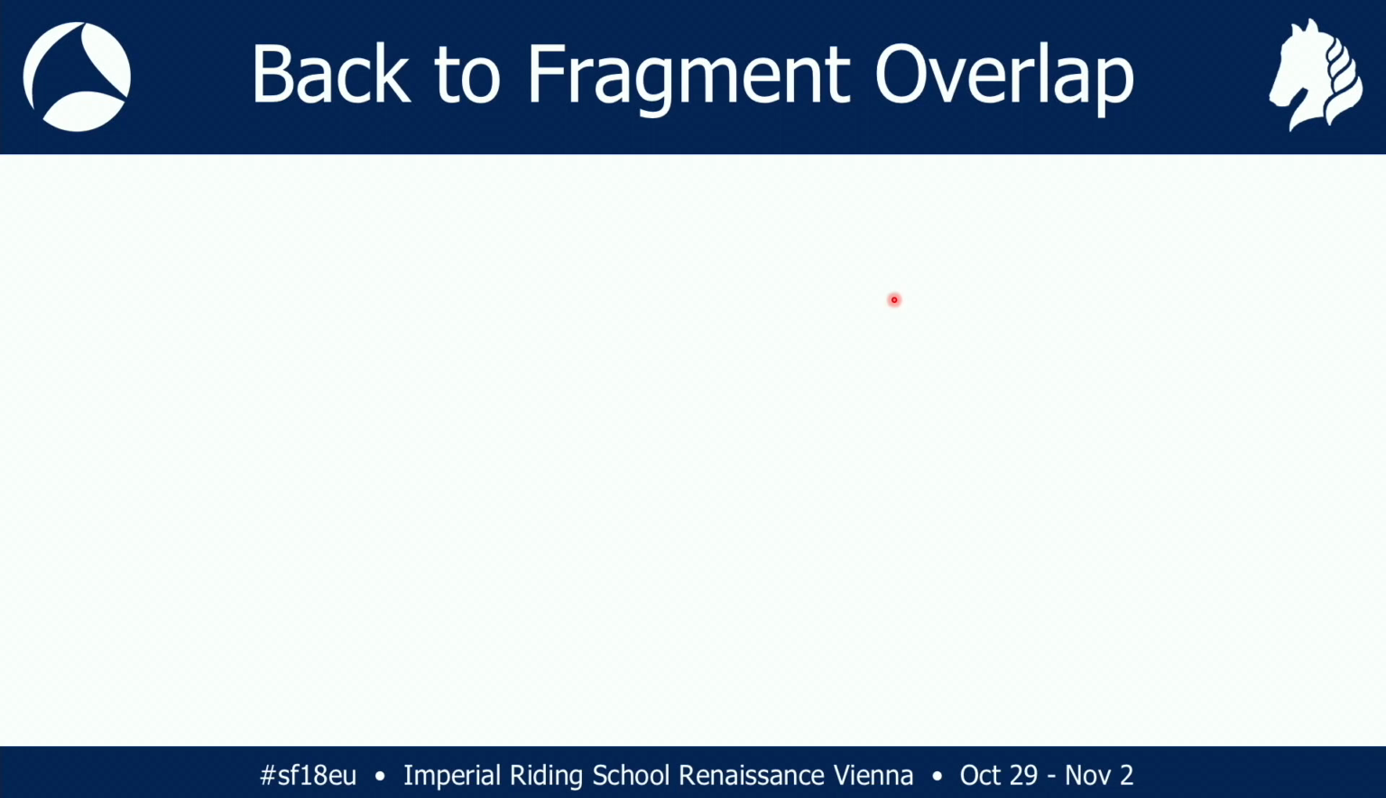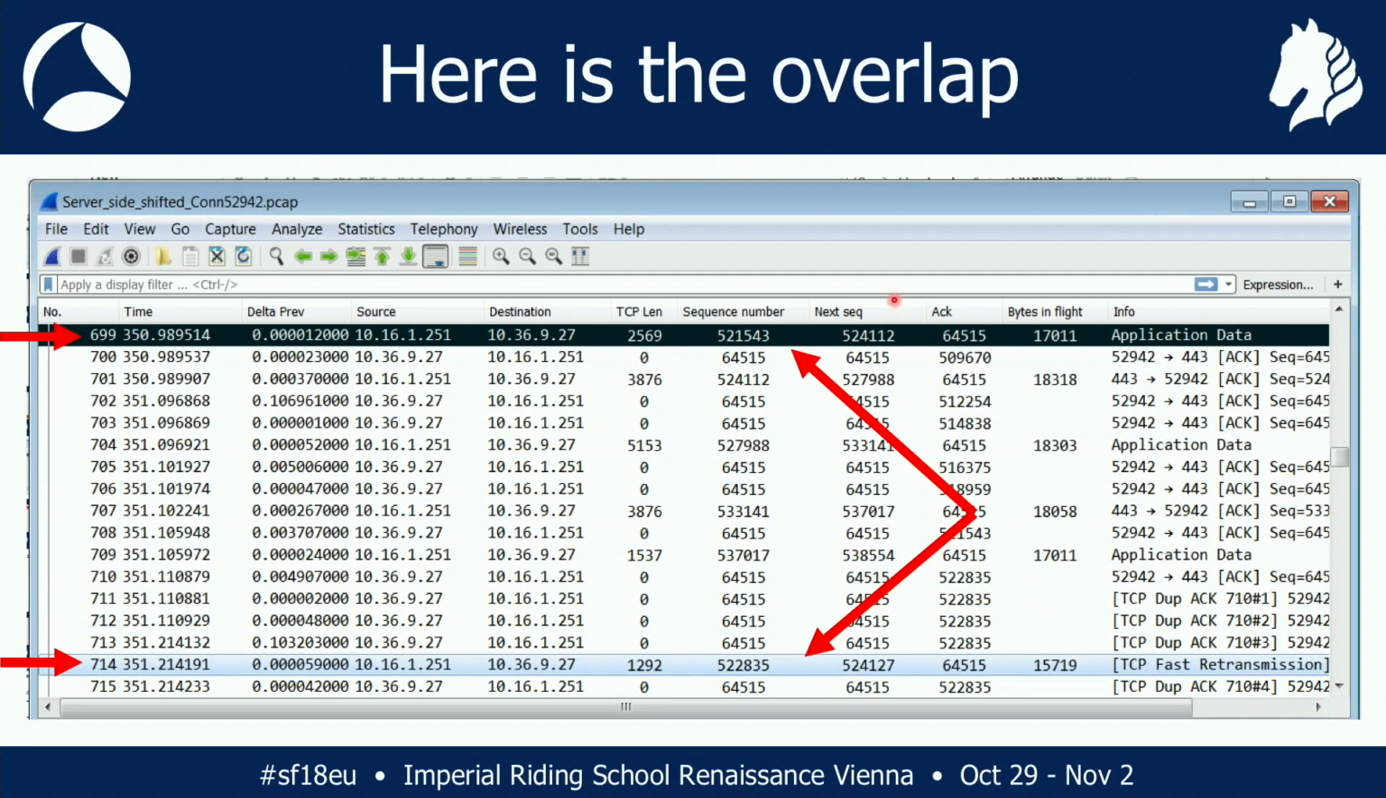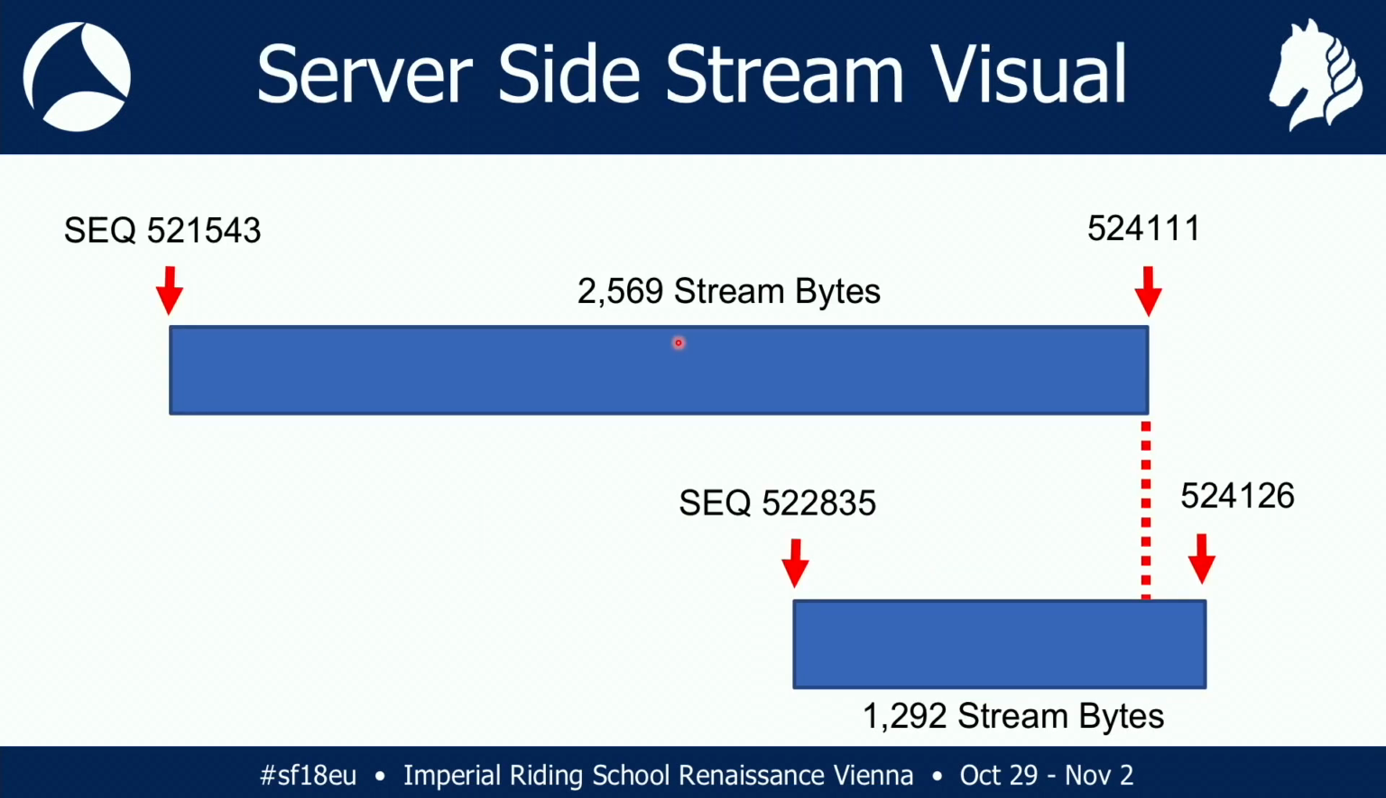So let's get back to our fragment overlap, because we have to understand what that is. And now that we've seen there's something called large send offload, or TCP segmentation. So here's our overlap. 714 was flagged as fragmentation overlap. And if we look at this number, 522835, this is the relative sequence number, we can see that it's somewhere in this packet of 2569.